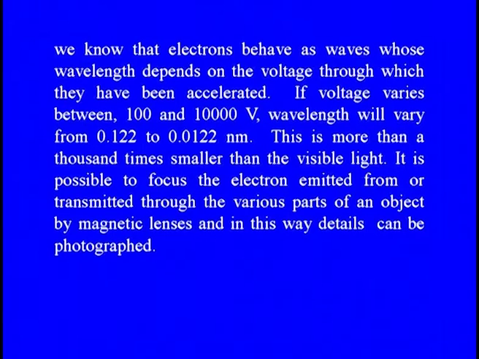It is possible to focus the electron emitted from or transmitted through the various parts of an object by magnetic lenses, and in this way details can be photographed. And in case of electron microscope, since the wavelength of electron beam is much smaller than the visible light, we expect very high value of resolving power for electron microscope.